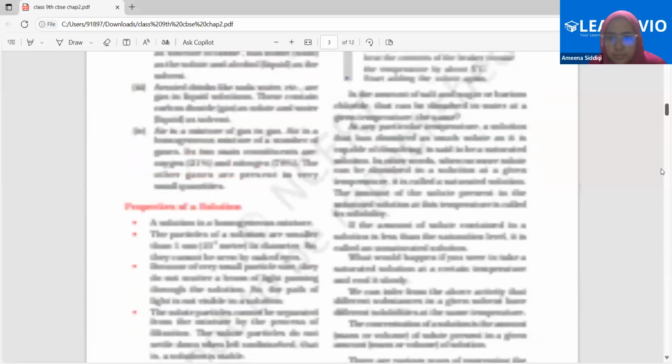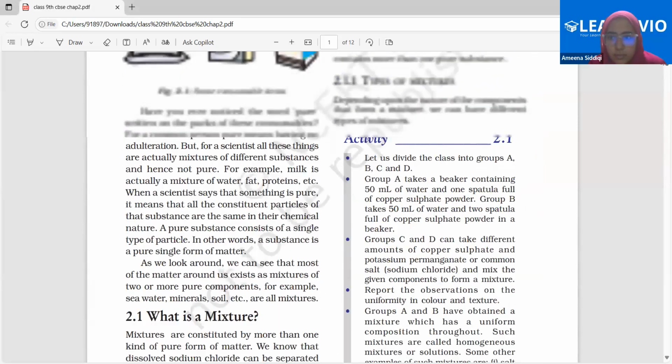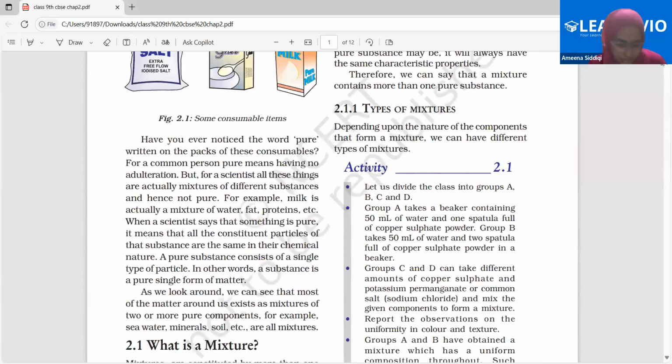Any problem in that? No, ma'am. Fine. I think I actually explained substance, a singular pure form of matter. Yes, ma'am, we did.